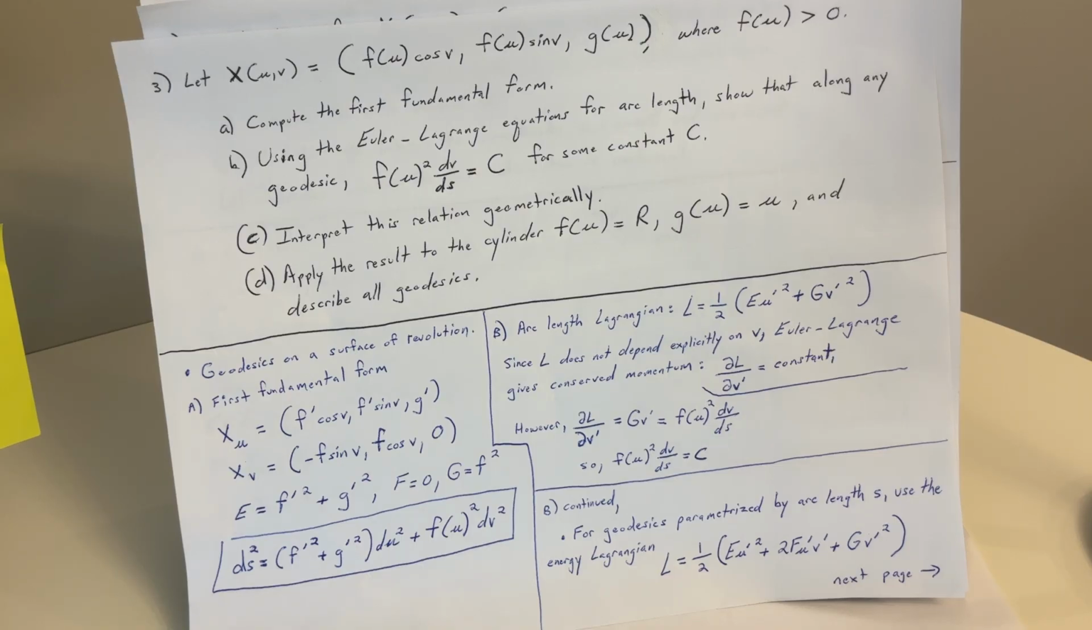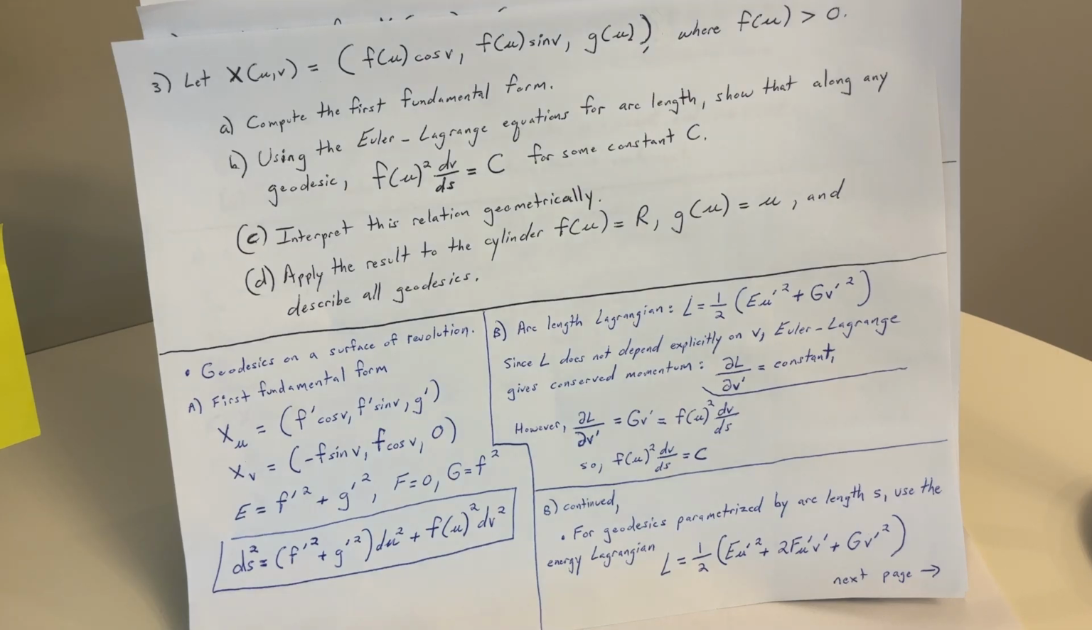So for the first fundamental form, we take the partial derivative, x sub u, we get f prime cosine v, f prime sine v, g prime. Then x sub v equals negative f sine v, f cosine v, 0. So our E is going to be f prime squared plus g prime squared. We have F is 0 and G equals f squared. So getting this fundamental form, we have ds squared equals (f prime squared plus g prime squared) du squared plus f of u squared dv squared. And that's all for letter A.